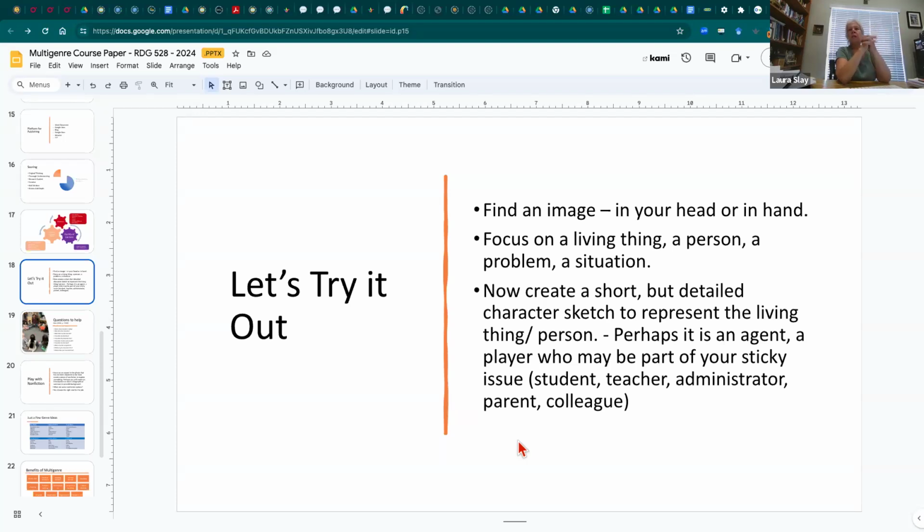A person's probably easiest, but it doesn't have to be. A living thing, a person, a problem, or even a situation. Now I want you to create a short but detailed character sketch to represent the thing. Maybe it's a member of the sticky situation, the problem you're having with this student.